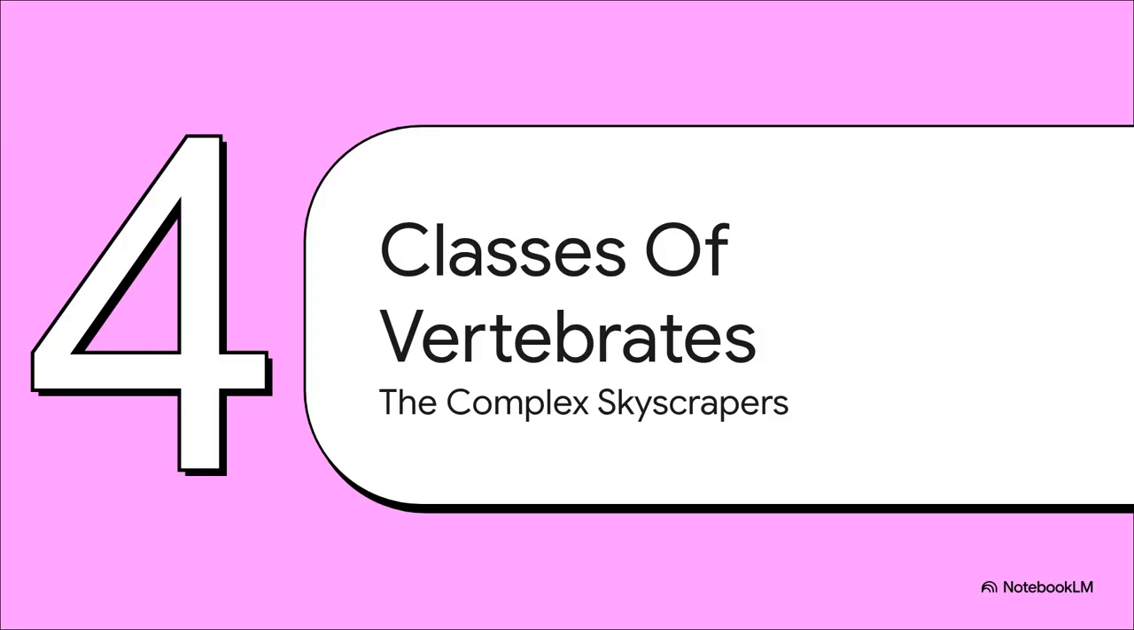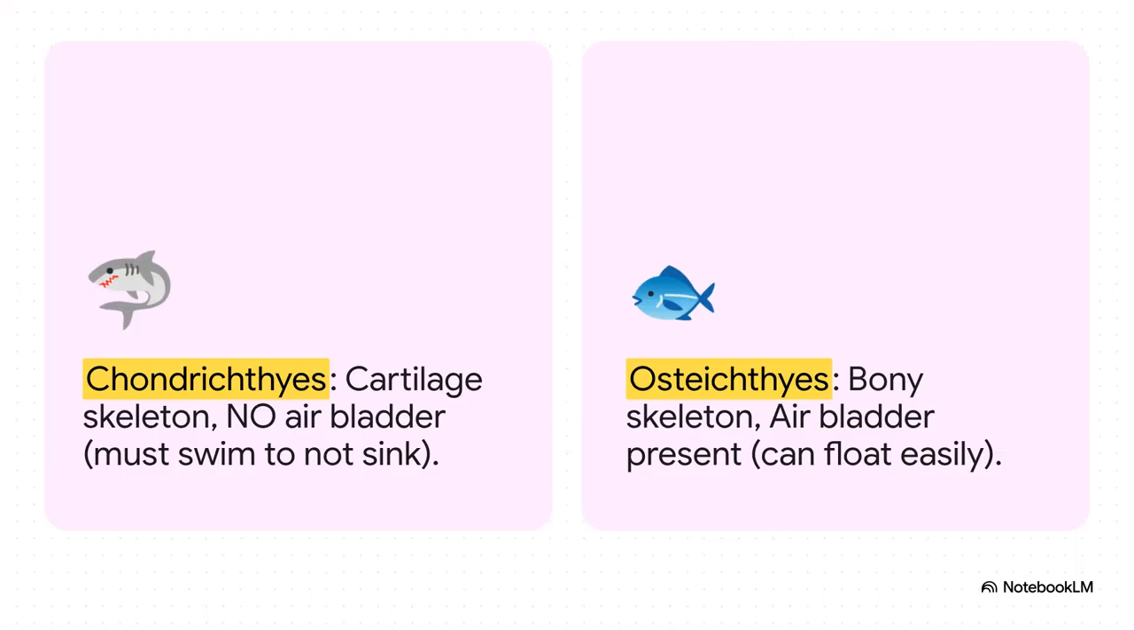Which brings us to Section 4, the classes of vertebrates. If our earlier phyla were simple huts, these are the complex skyscrapers of the animal kingdom. Let's look at the fishes first. The stark contrast for survival here is just fascinating. Chondrichthyes like sharks have a cartilage skeleton, but absolutely no air bladder. This means if they stop swimming, they sink. They literally have to keep moving constantly. Compare that to Osteichthyes, the bony fishes. They evolved an air bladder to regulate buoyancy, meaning they can just float effortlessly at whatever depth they want.